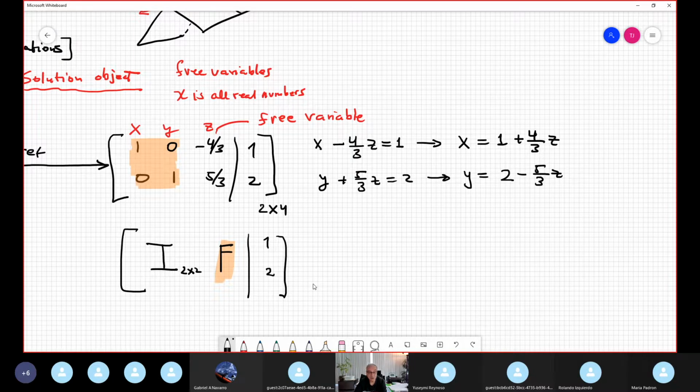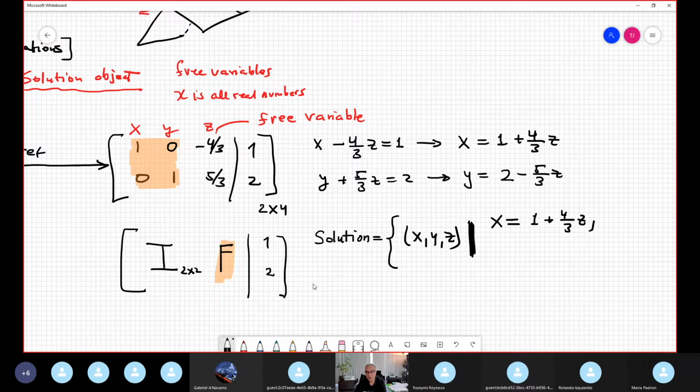The solution of this system is expressed in set-builder notation. It is X, Y, Z. Remember, we are working in 3D space, 3 variables, such that X is connected to Z using that formula, comma, Y is connected with this formula.